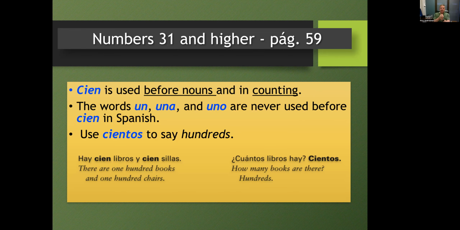Again, cien by itself means 100. It's used before nouns. So hay cien libros y cien sillas. So it's not changing for masculine or for feminine. Cien libros, cien sillas. And then cientos, just by itself, just means a large number, hundreds.